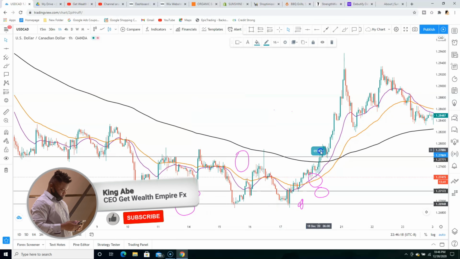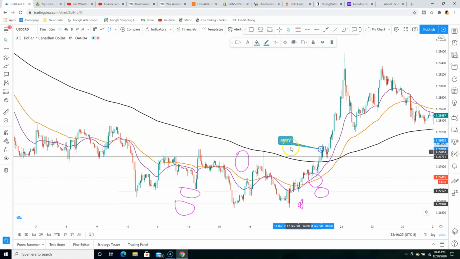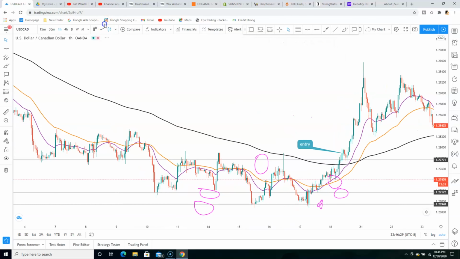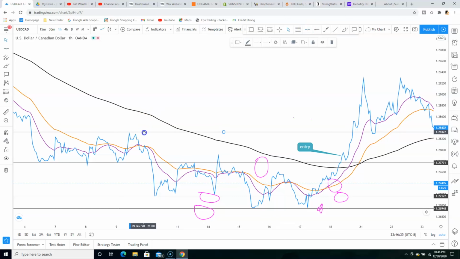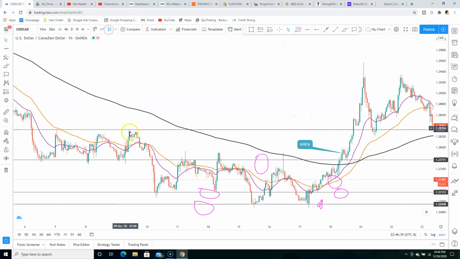So your entry would have been right here. Your entry would have been right there. And what do you do? You do the same thing to determine where your next take profit is going to be. Your next take profit is going to be right here in this zone. Your next take profit will be in this zone right here that I just marked.